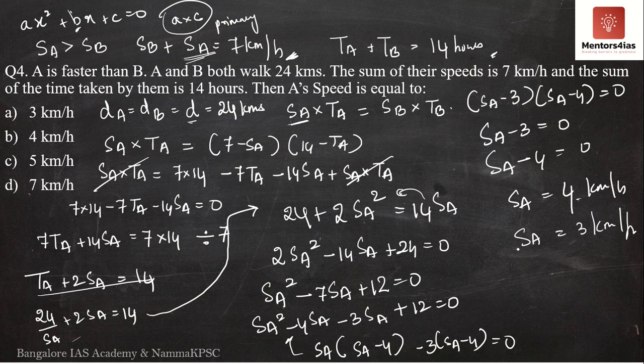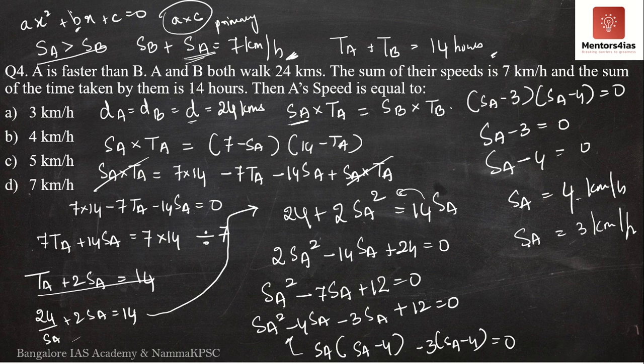Now how do we decide what is the speed of A? Is it 4 kilometers per hour? Is it 3 kilometers per hour? For that we have to go back to the question. What does the first statement say? A is faster than B, and the sum of their two speeds is 7 kilometers per hour.